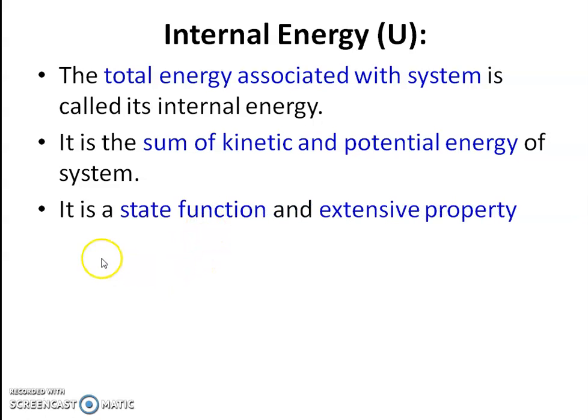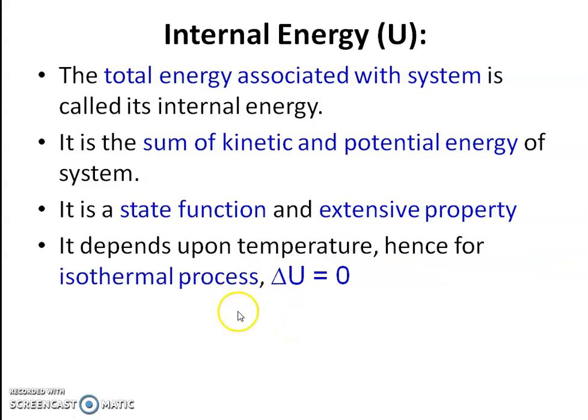You know that the internal energy is a state function. You know the meaning of state function. Internal energy depends upon initial and final state and is independent of path. Internal energy is also an extensive property. It depends upon amount of substance present in that particular system. So internal energy depends upon temperature, and therefore for isothermal process, change in internal energy is always zero.